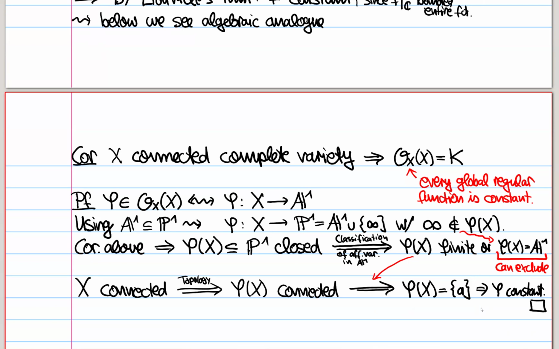Okay. And so we see this a priori very technical condition of being a complete variety has very nice properties. Images of complete things are complete. And this shows also that regular functions on complete and connected varieties are constant.